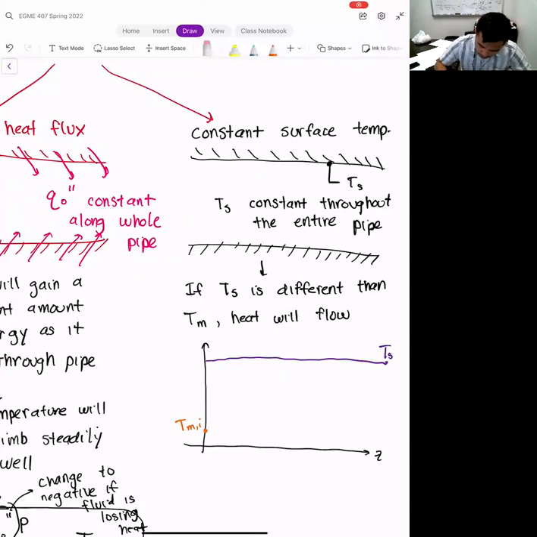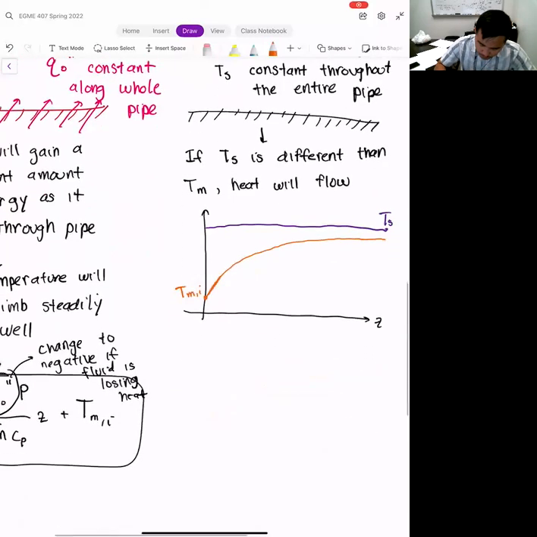Maybe that's not too accurate. Let's say it looks more like this. Okay. So Tm is going to increase because it's being heated by the wall. But notice how it doesn't go up at a constant rate. At first, we have a very rapid increase, and you can see here the slope of this line is pretty intense. But then as Tm approaches Ts, the increase for Tm slows down quite a bit.